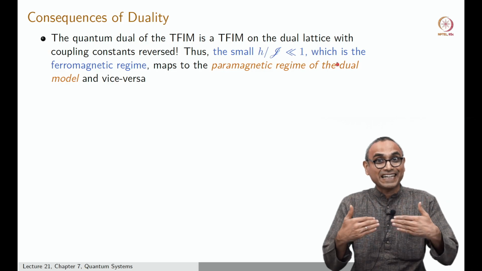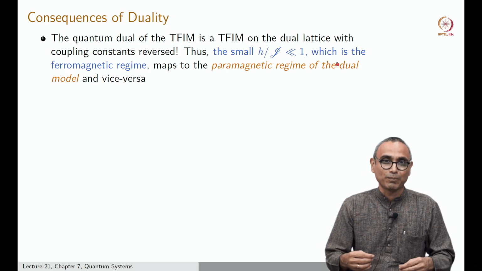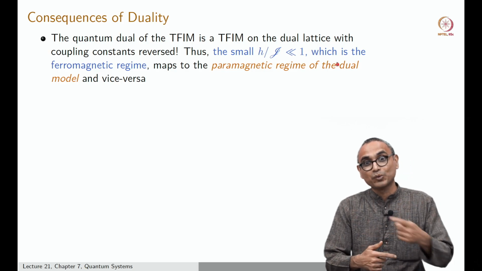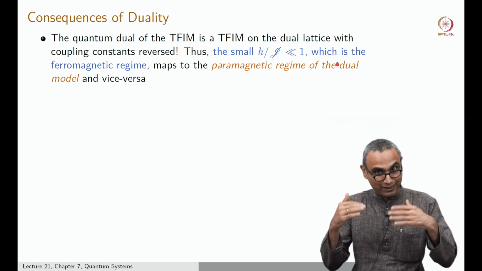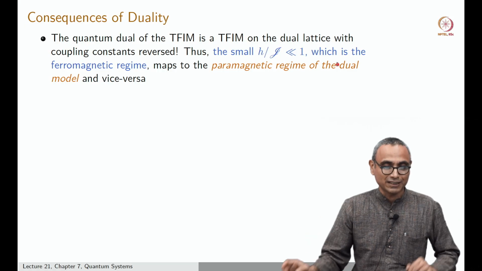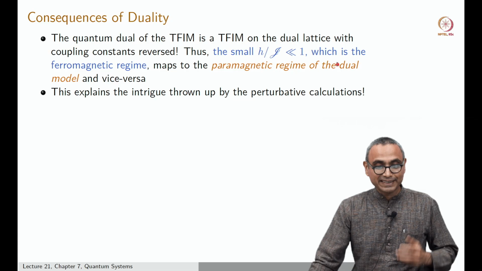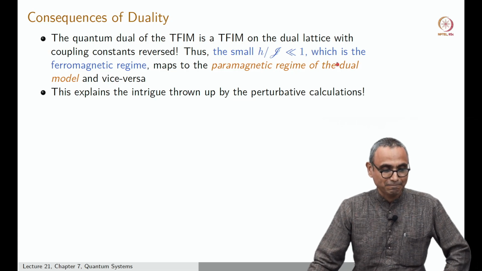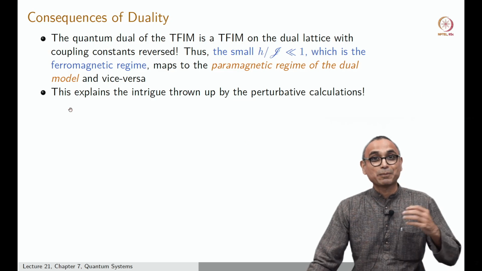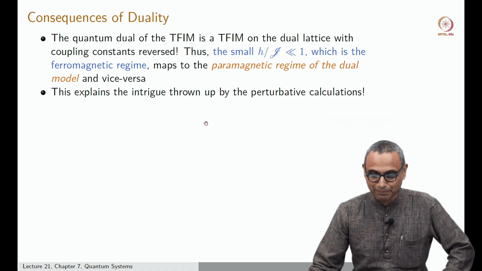You see that shows up because there is a duality in the problem, and the duality maps the transverse field Ising model to the transverse field Ising model on the dual lattice with interchanged coupling constants, is what I should say. So this offers an explanation of the puzzles that were thrown up by the perturbative calculations.